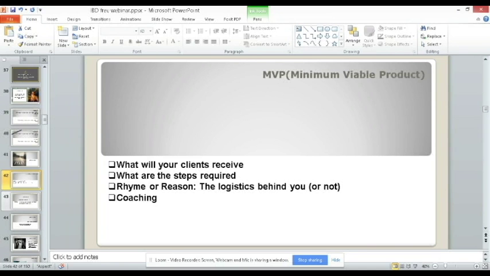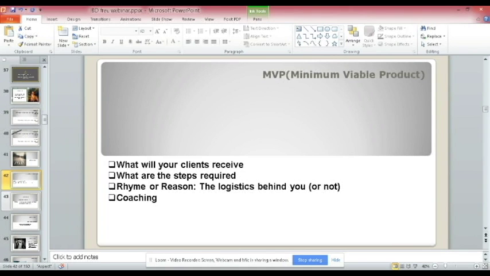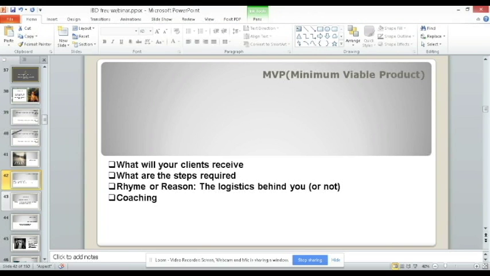Once you know what they've accomplished and you know the steps that are required in between to get them there, then you can write them. Decide what your rhyme or reason is. Like, what are the logistics behind it? Sometimes there are logistics, sometimes there's not. But decide if they are and then list them. Are you going to be offering coaching?